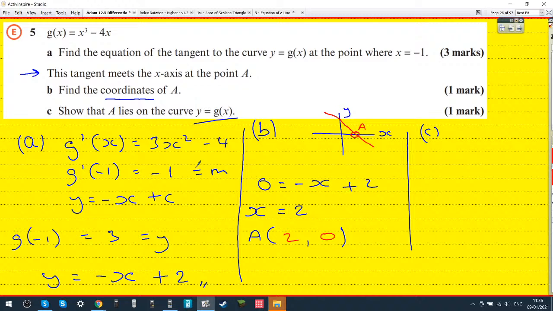So is it x to the power of 3 minus 4x? Yes. And so to show that, go on. So it'd be 8 minus 8, which is 0. And that's what you should get. Basically, when x is 2, y is 0. And so that's how you show that. You can see how it's like a 1 mark question.